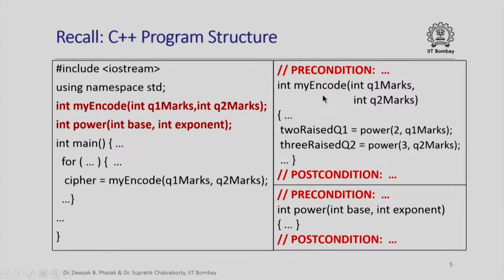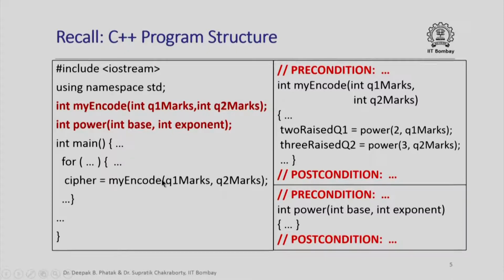Now the function myEncode in turn calls a function power to raise 2 to the power of quiz 1 marks and 3 to the power of quiz 2 marks. So this is another function call within the function call myEncode, and of course power raises base to the exponent and returns that value. Now in the contract centric view of programming with functions, we said that we do not need to worry about the internals of a function when we are using it, and this is achieved by specifying preconditions and postconditions and respecting those whenever we call a function.